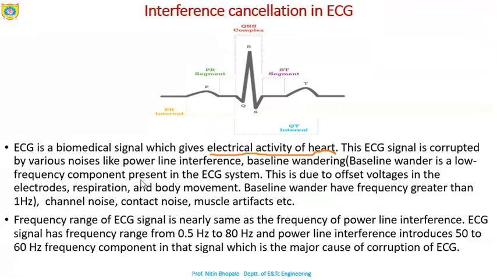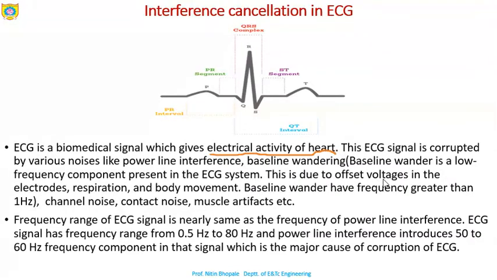This ECG signal is corrupted by various noises like power line interference and baseline wandering. So what is baseline wandering? It is a low frequency component present in the ECG system. This is due to the offset voltages in the electrodes, respiration and body movement.